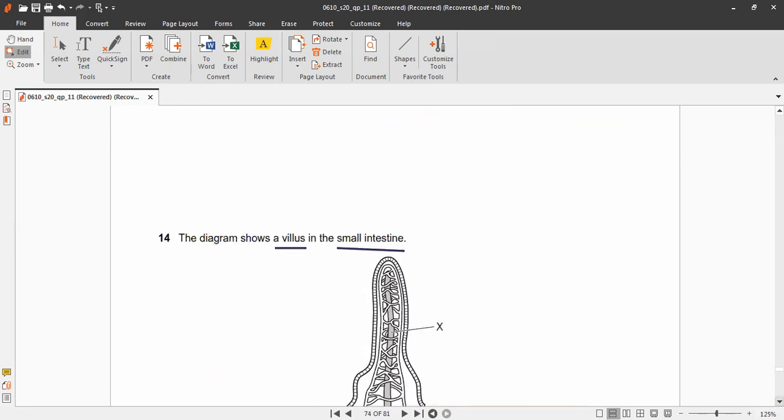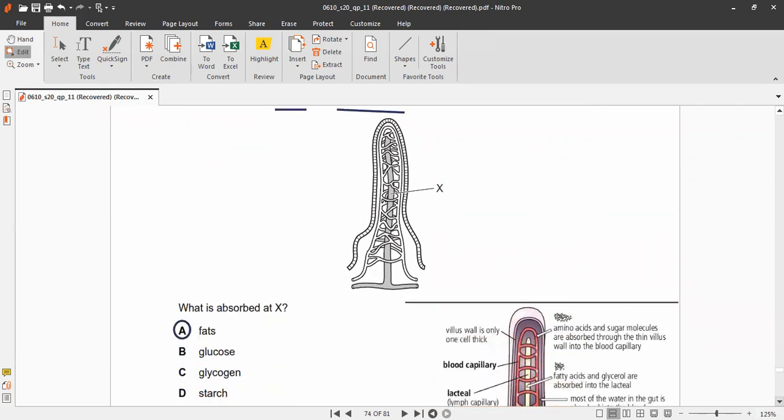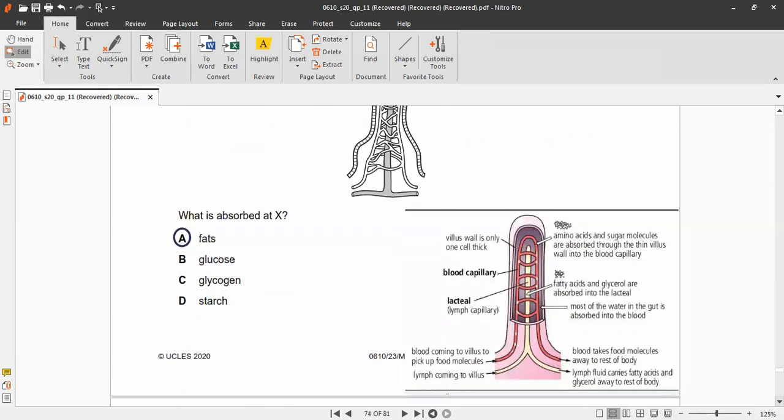The diagram shows a villus in the small intestine. What is absorbed at X? At X, the lacteal, this lymph capillary, fatty acids and glycerol are absorbed into the lacteal. So the correct answer is A, fat.